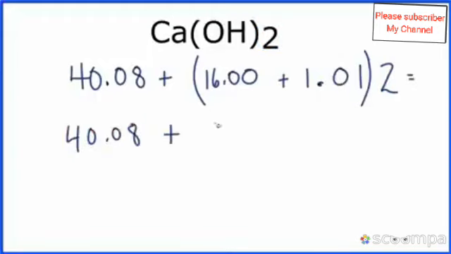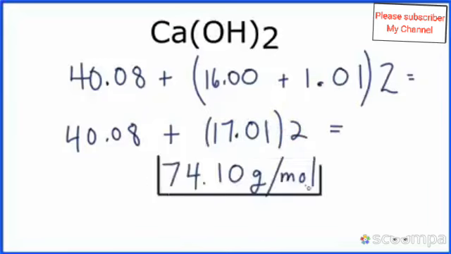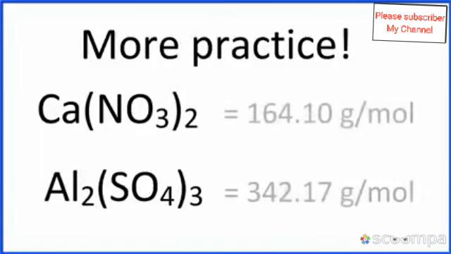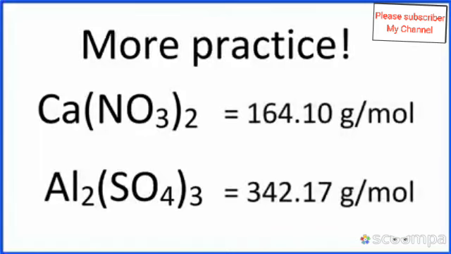40.08 plus 17.01 times 2, and then I'll just add these two numbers together to get the molar mass for calcium hydroxide, CaOH2. So pause and give these two a try. So check your work. If you're having problems, in the description there are links to full videos for each one of these compounds.